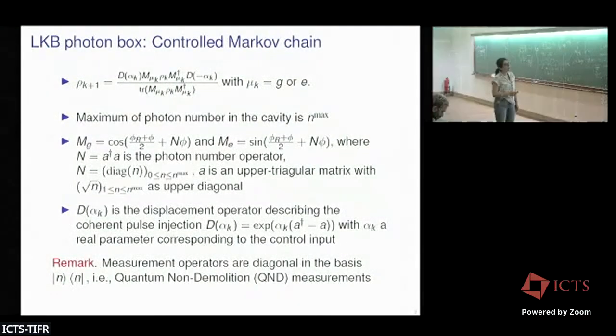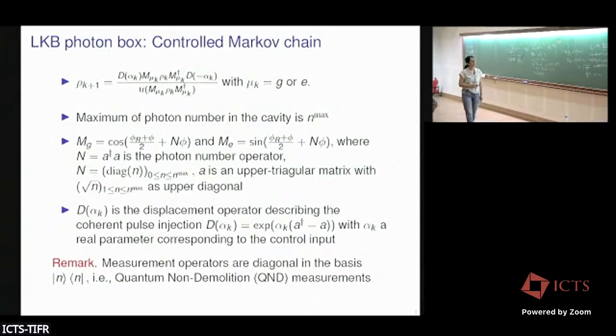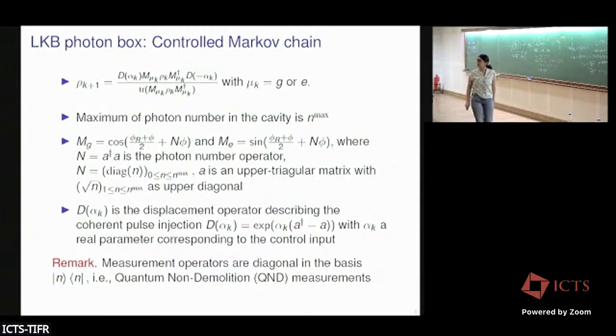And the D alpha k, in fact, has this form. As I said here, it is the exponential of minus alpha H, so you get exponential of alpha k, a dagger minus a.